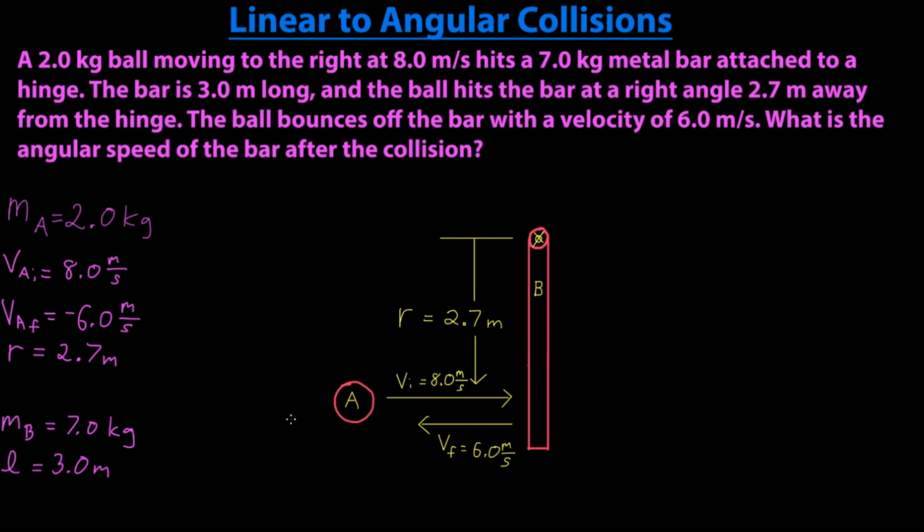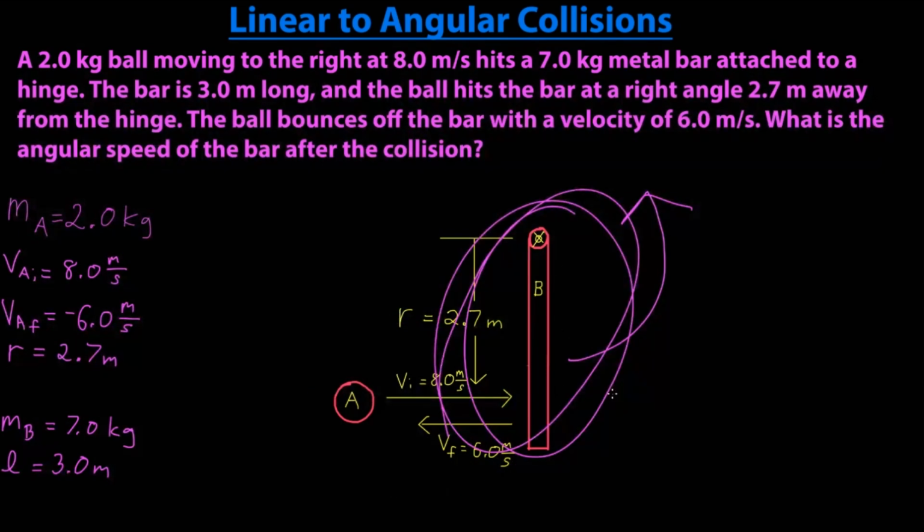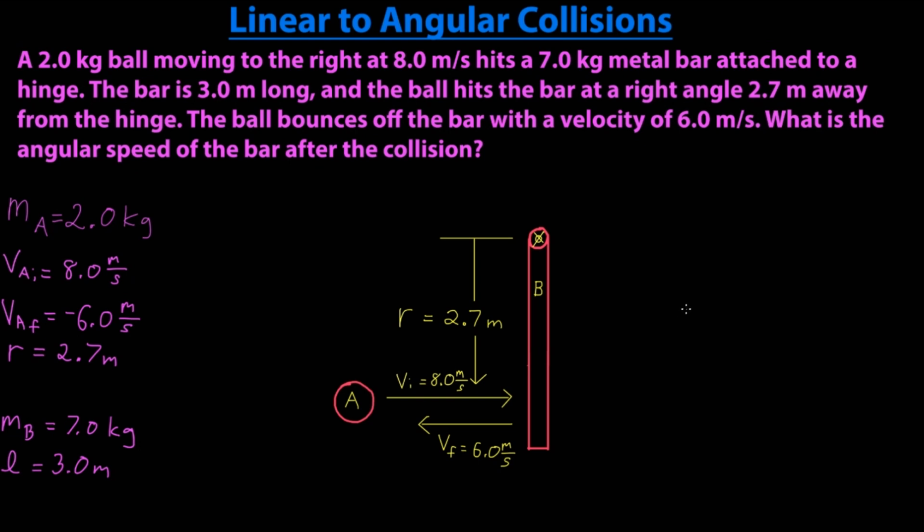So here's where everyone gets stuck. This ball is hitting the bar. This is obviously a very linear situation here. It bounces off, still linear. However, once we translate to the bar itself, the bar is going to rotate. So how do you make the connection between the linear information of the ball and the angular information of the bar? Well, I'm going to actually pause this problem right now completely and have a discussion on that.